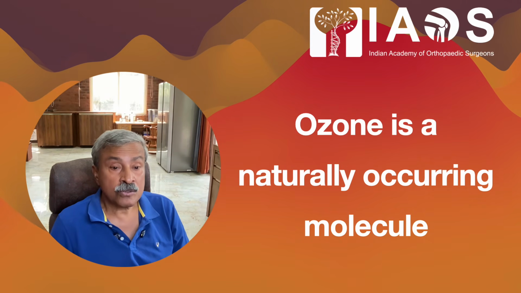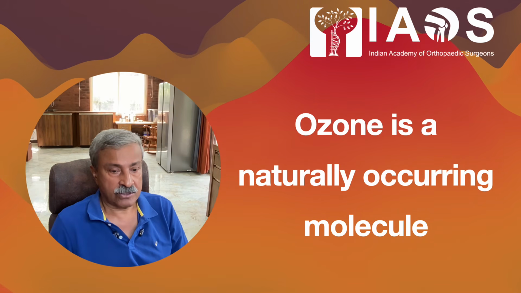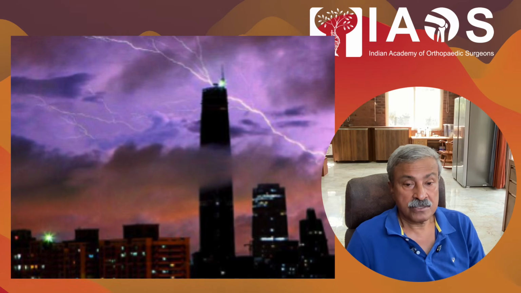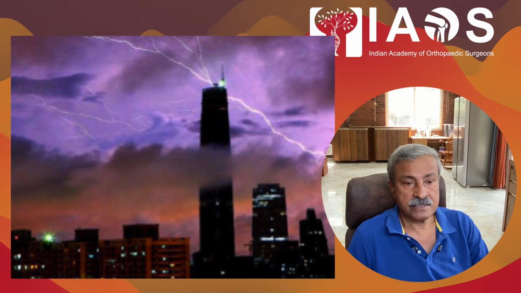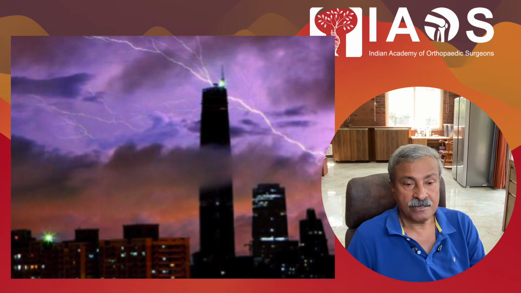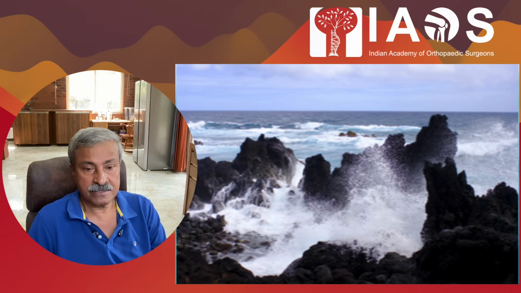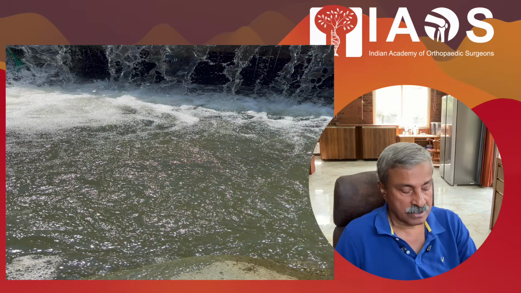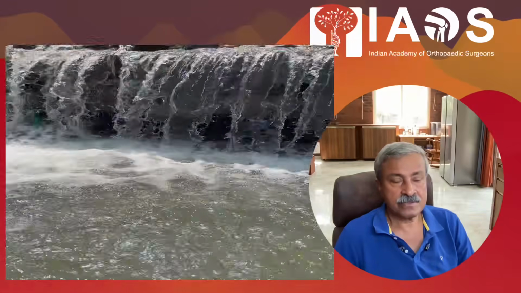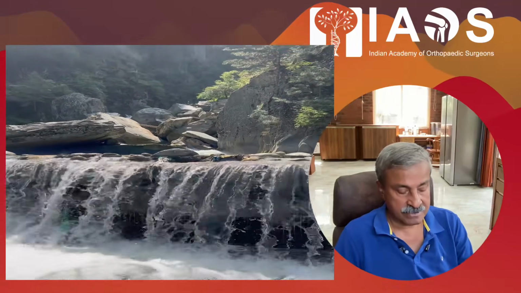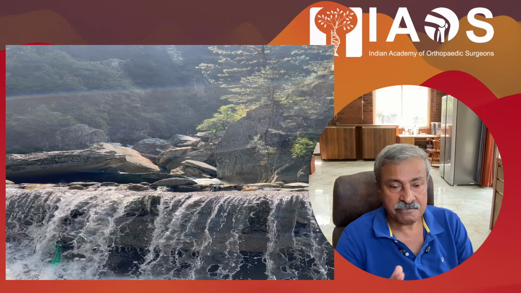Now, what are ozone and hydrogen? Ozone is a naturally occurring molecule, though in trace quantities. Normally, when there is lightning, you smell the faint freshness of new rains, or when you go to waterfalls, where you again smell the freshness. That faint freshness is ozone.